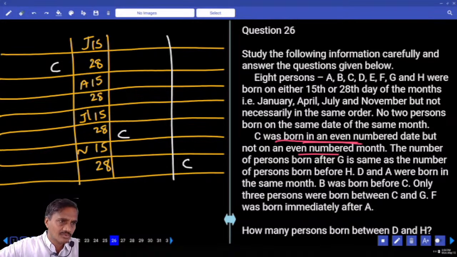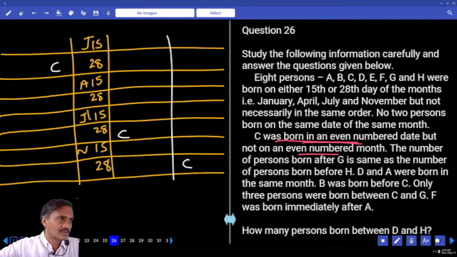Then what is the value? 1. What is the second month? Feb. Third month? March. Fourth month? April. Then even numbered month means Feb, April, June, isn't it? August and so on. Follow here? Hence how many possibilities you have? 3 possibilities.